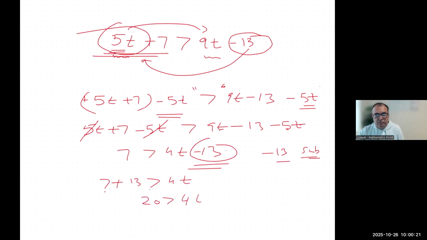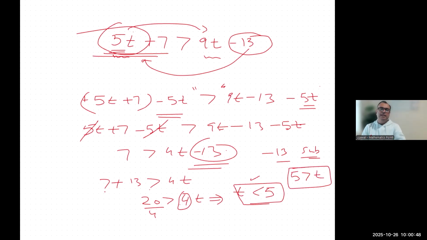And now I need to get rid of this 4, and this 4 is dividing. It's a positive number. So t is less than 5. Whether I write it like this or I write it like this doesn't really make any difference.